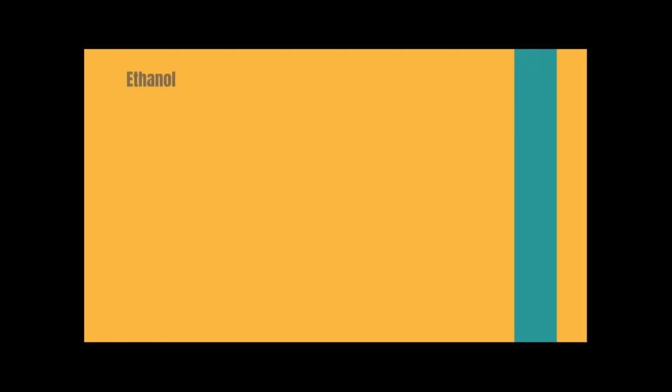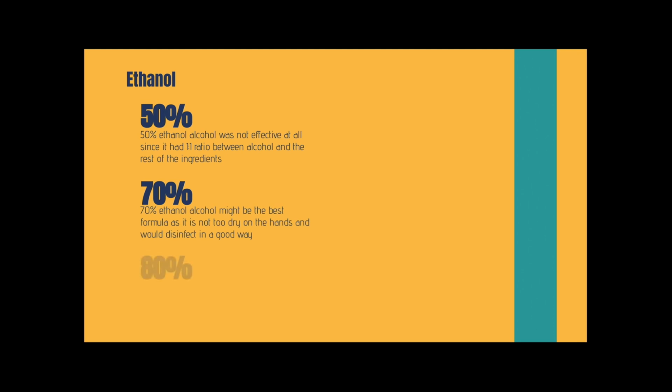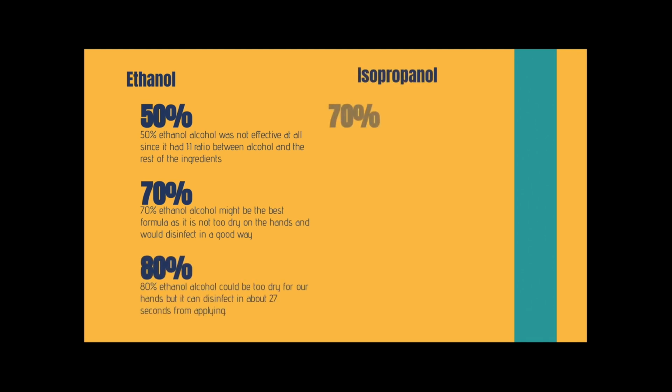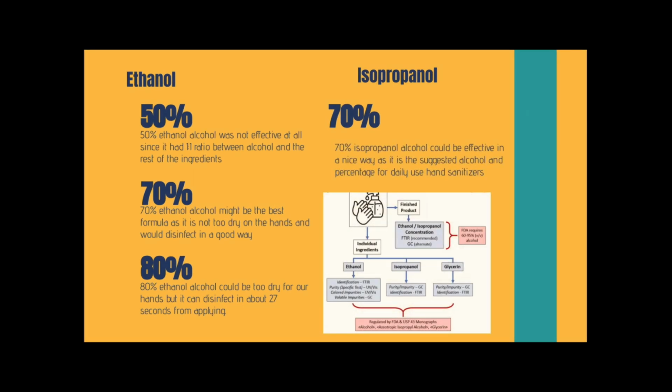Now, in this slide, I'll be comparing the two different types of alcohols that we use, starting with 50% ethanol alcohol. This formula was not effective at all since it had a 1-to-1 ratio between the alcohol and the rest of the ingredients. 70% alcohol.